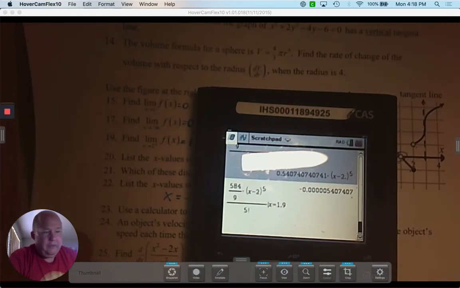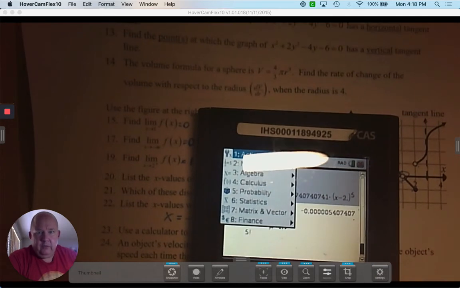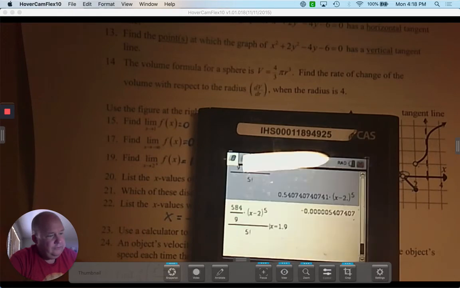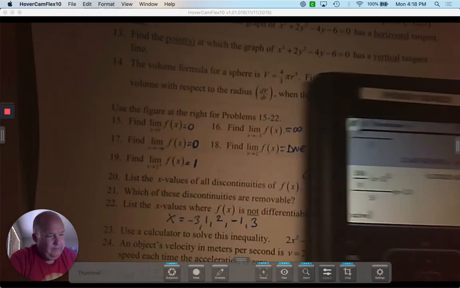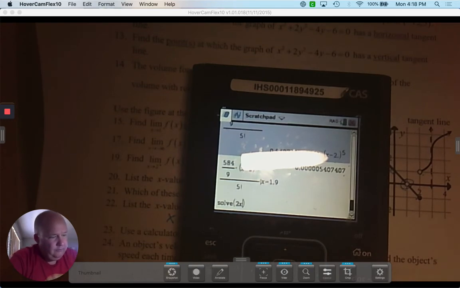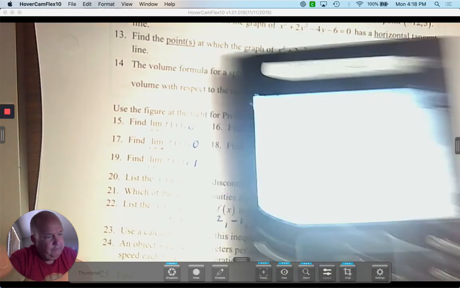So I'm going to press menu. I'm going to go to algebra. I'm going to go to solve. I think I can just type it in. It'll give me the answer. Let's see. So 2x squared minus, or subtract 7x plus 4.